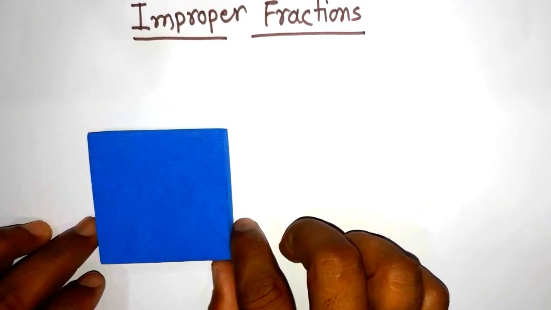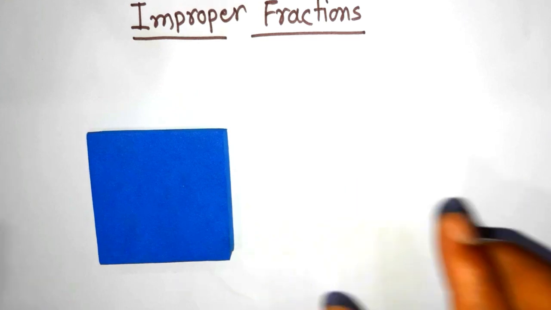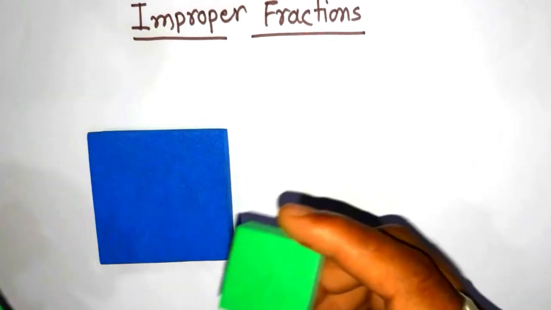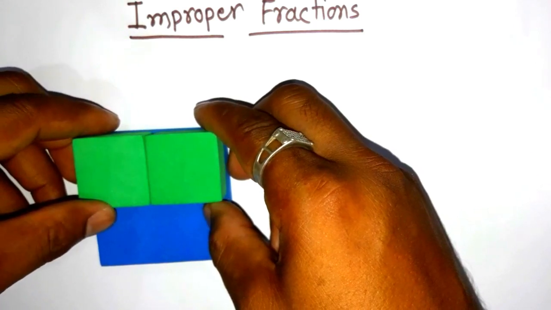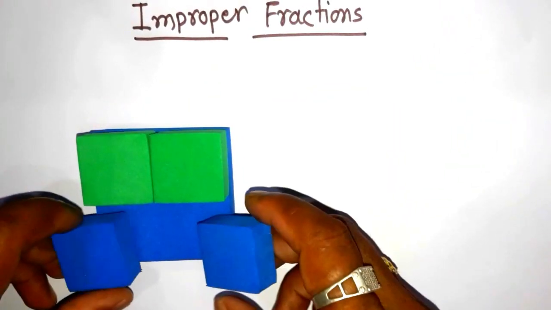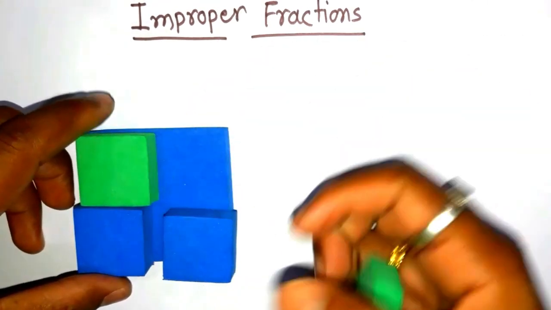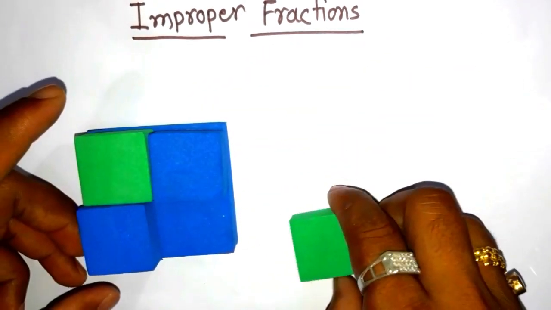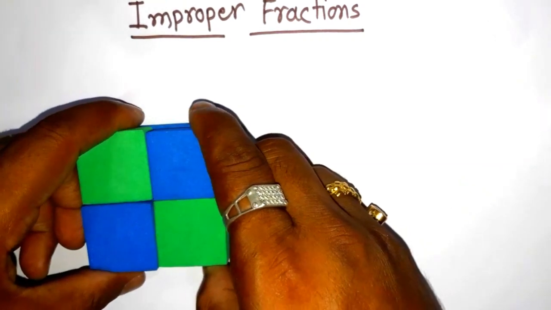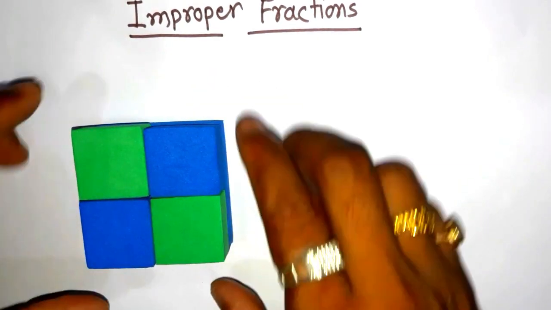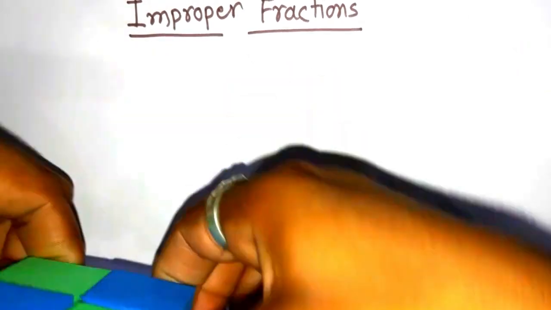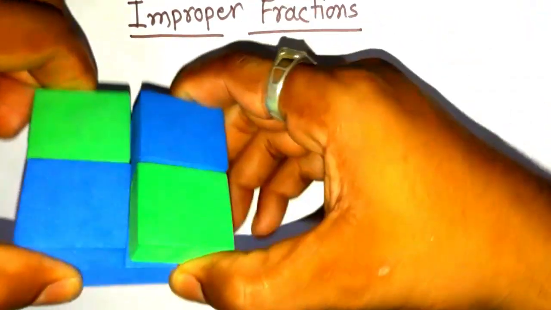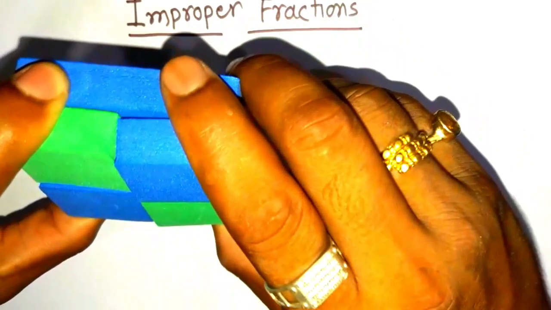Now let's divide this square into 4 equal parts. So for that I am using these small squares. You can see. So in this way I have divided one square into 4 equal parts. You can see now, the whole square is now divided into 4 equal parts.